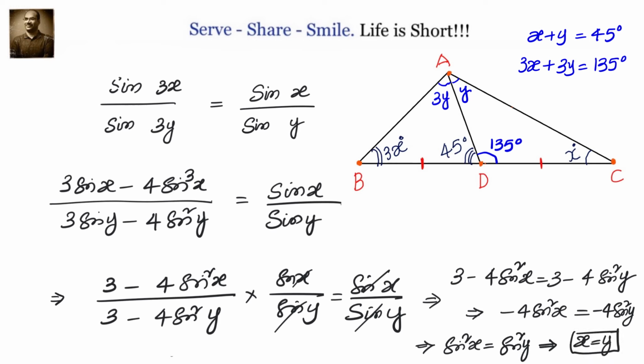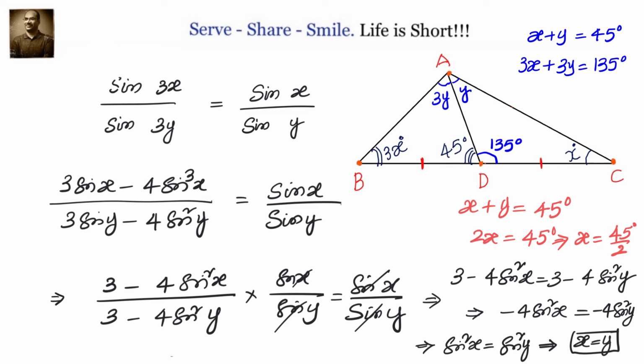But we have a relation between x and y that they both sum up to 45 degrees. If they are equal and they sum up to 45 degrees, then obviously both of them should be equal to 45 by 2, 22.5 degrees. So x equals 45 by 2, or 22.5 degrees.